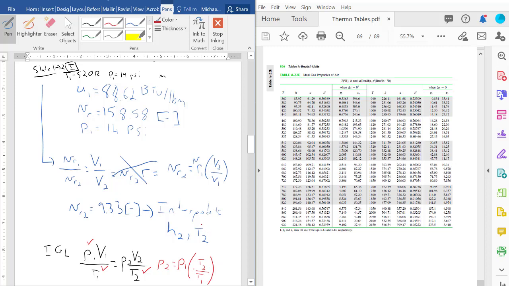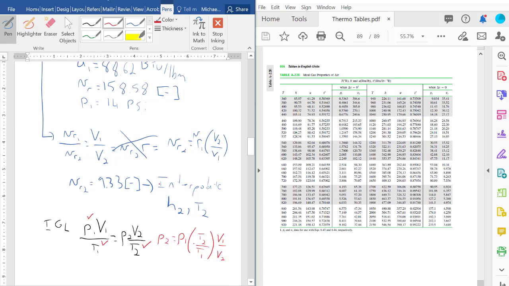Right, so I got T2 from the interpolation here, so I know T2. And then this is also going to be multiplied by V1 over V2, which is the compression ratio. So now I can get P2.